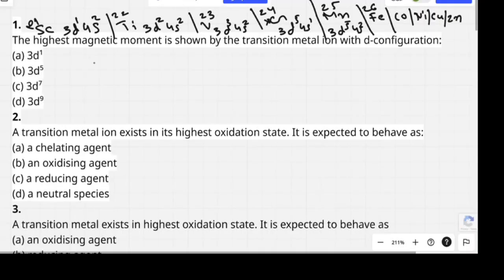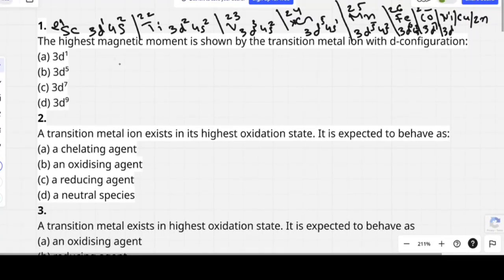See here, the atomic number of iron is 26. It exhibits 3D6 4s2. Cobalt 27 has 3D7 4s2. Nickel has 3D8 4s2. Copper has 3D10 4s1. Zinc has 3D10 4s2.